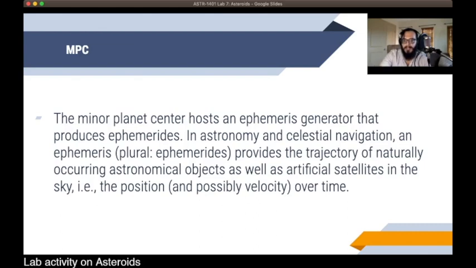This is a new word, so I suggest that you practice it. I'll say it and then you say it. Ready? Ephemeris. All right, one more time. Ephemeris. Cool.